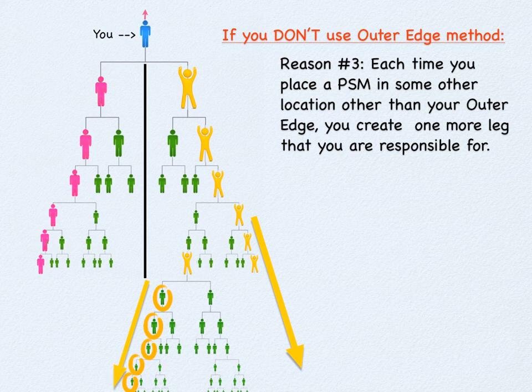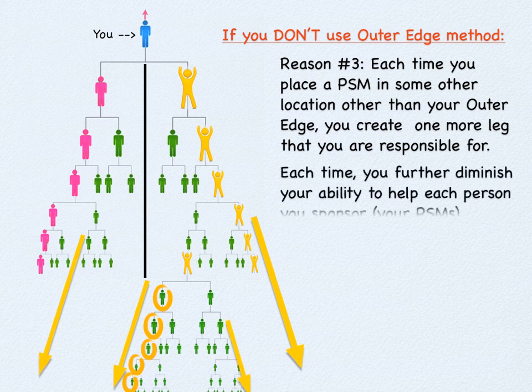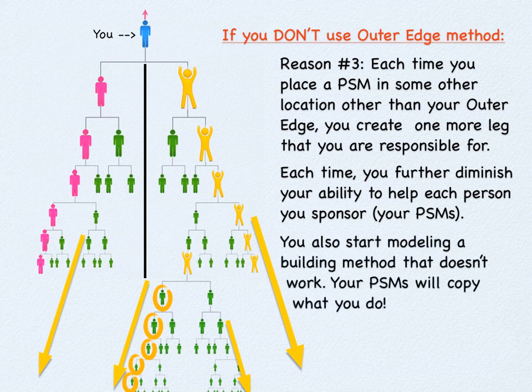And then of course if you diverge from there at all and develop a third leg and then a fourth leg, you can start to see what takes place. Each time you further diminish your ability to help each person that you sponsor. It diminishes it. It has to divide up your attention. And the other thing this starts to do is it starts to model a building method that just doesn't work. And your personally sponsored members, the people that you bring in, will start to copy what you are doing.